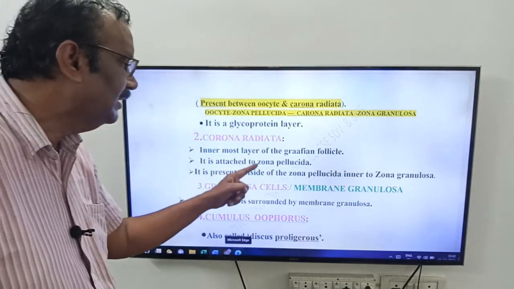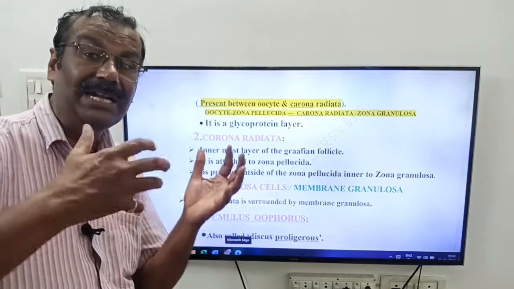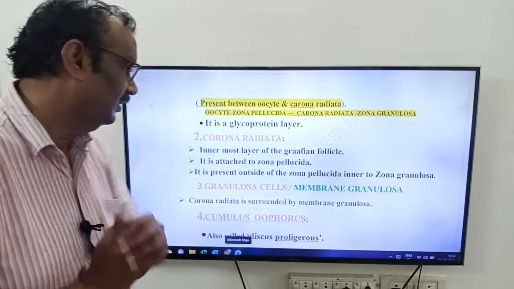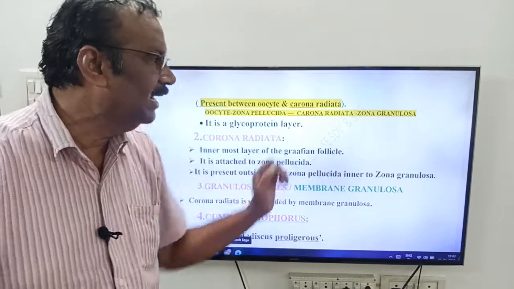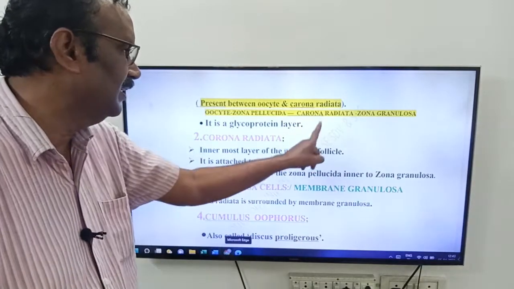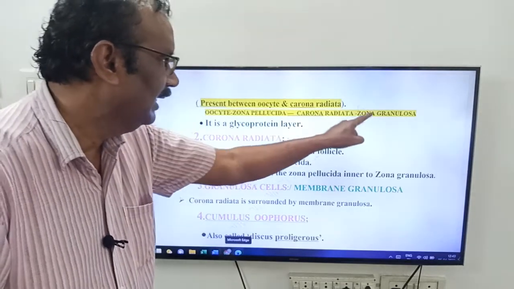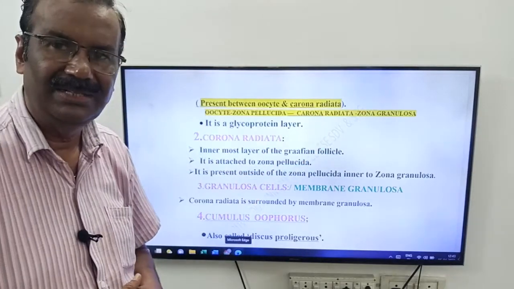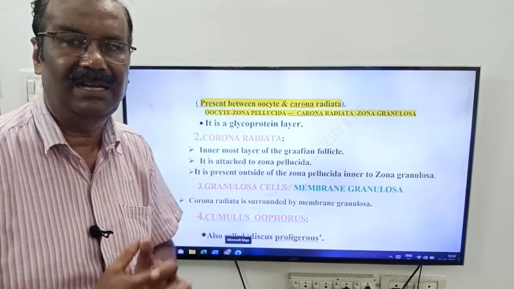See friends, it is attached to the zona pellucida. It is present above the zona pellucida. It is present outside the zona pellucida and inner to the zona granulosa. This is corona radiata, present outside the zona pellucida, inside to the zona granulosa. Okay friends, that is about the corona radiata.